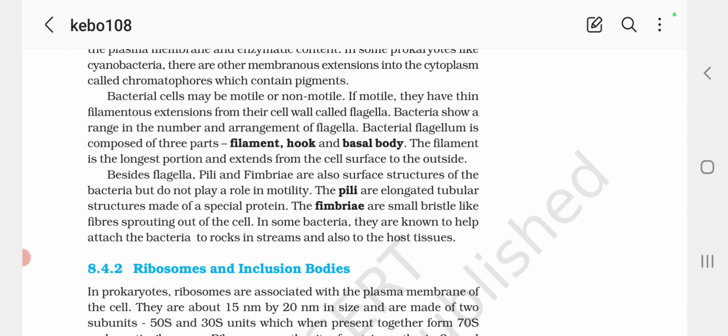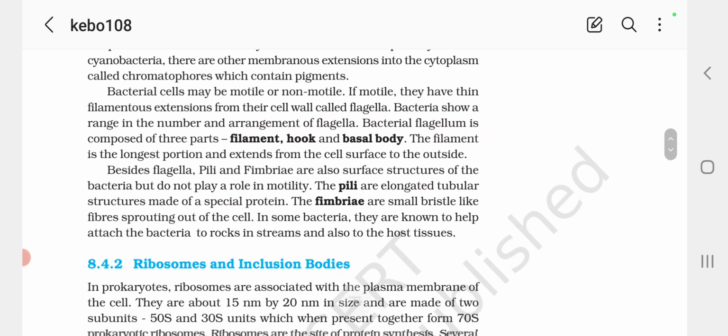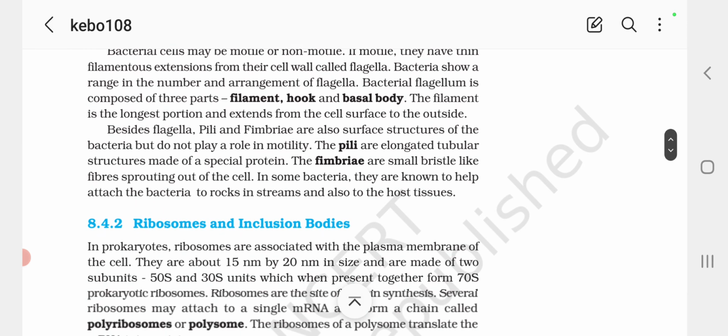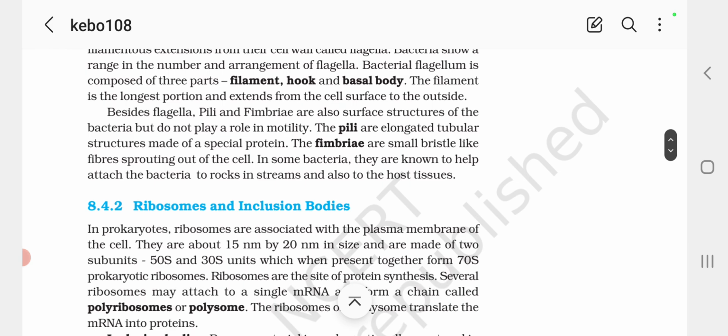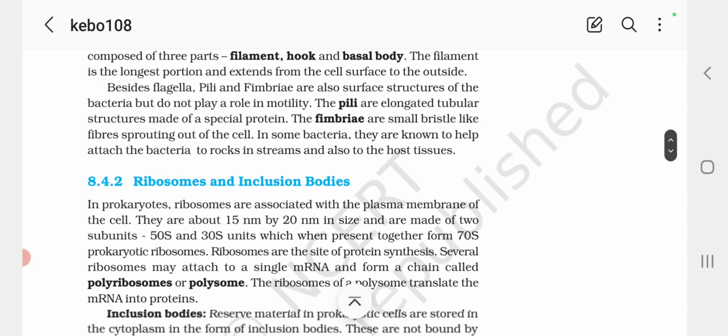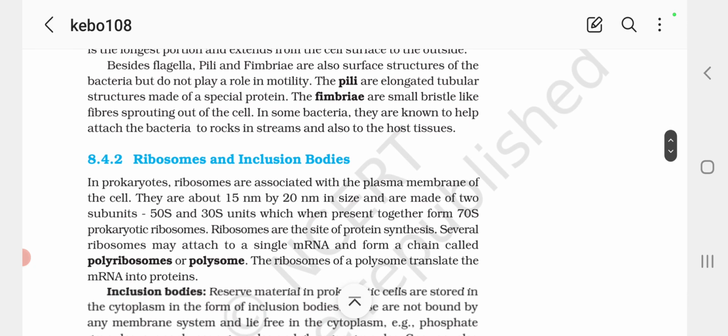Bacterial cells may be motile or non-motile. If motile, they have thin filamentous extensions from the cell wall called flagella. Bacteria show a range in number and arrangement of flagella. The bacterial flagellum is composed of three parts: filament, hook, and basal body. The filament is the longest portion and extends from the cell surface to the outside. Besides flagella, pili and fimbriae are also surface structures of the bacteria, but do not play any role in motility.